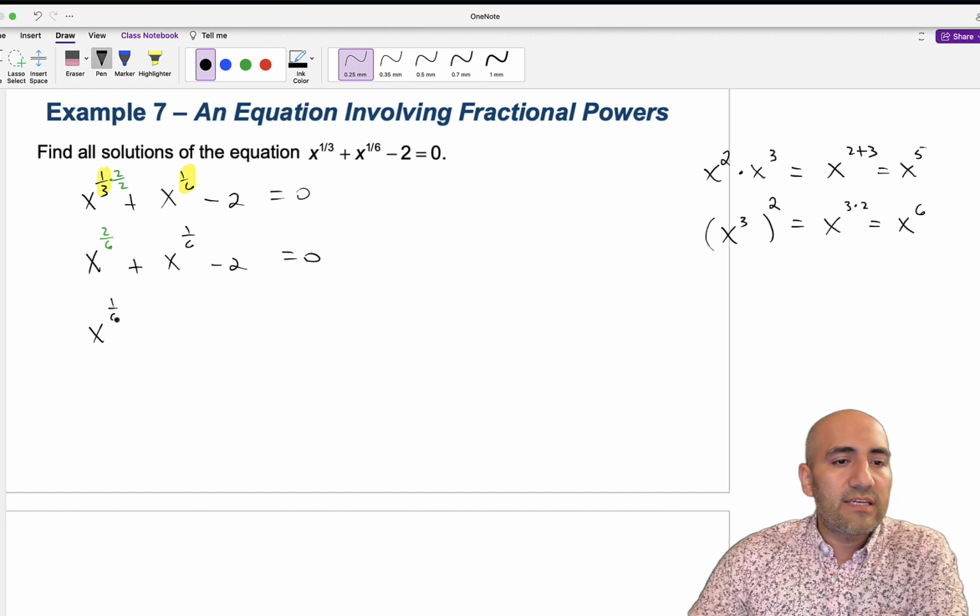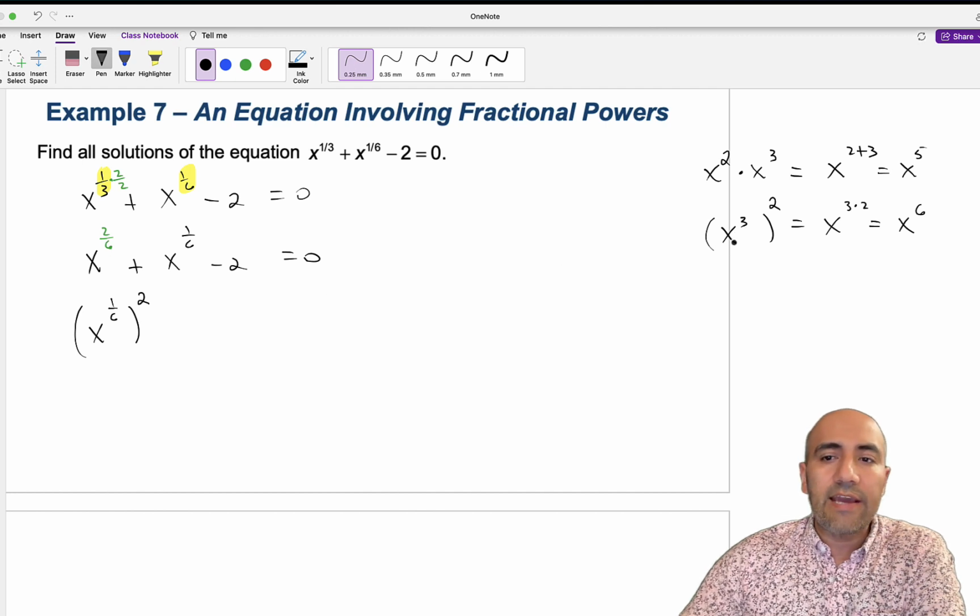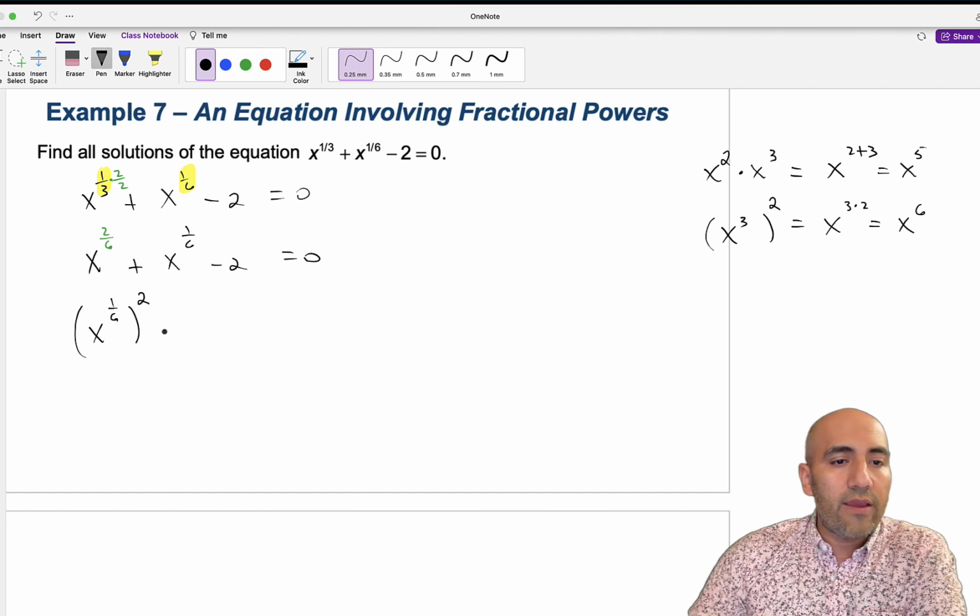X to the 1/6 power raised to the power of 2 is the same thing as that. Remember our little property: if we have an exponential number raised to another power, we multiply them. And 1/6 times 2 equals 2 over 6. So that gives me a way of rewriting this as a quadratic.